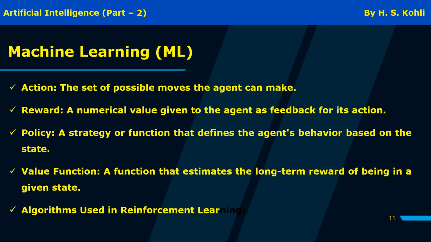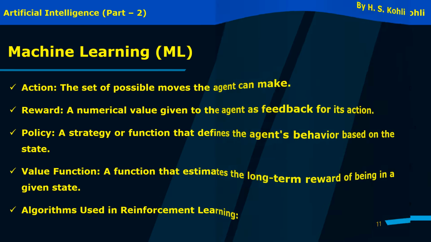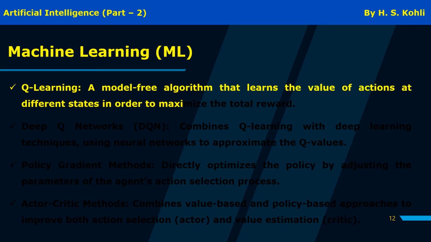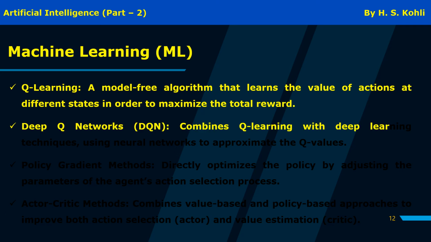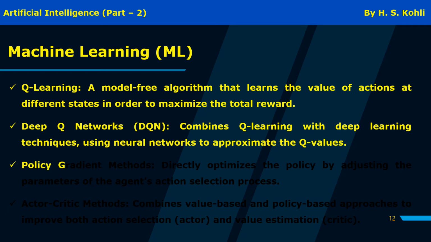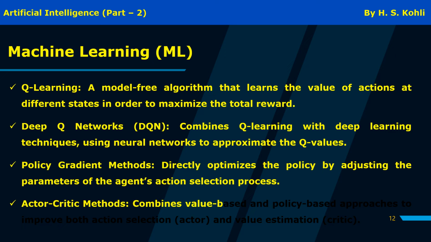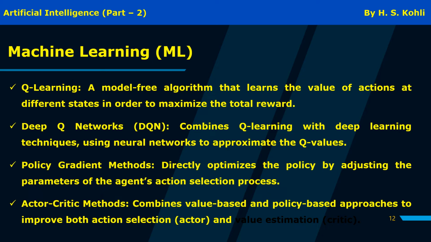Algorithms used in reinforcement learning. Q-learning, a model-free algorithm that learns the value of actions at different states in order to maximize the total reward. Deep Q networks, DQN, combines Q-learning with deep learning techniques, using neural networks to approximate the Q values. Policy gradient methods, directly optimizes the policy by adjusting the parameters of the agent's action selection process. Actor-critic methods, combines value-based and policy-based approaches to improve both action selection, actor, and value estimation, critic.